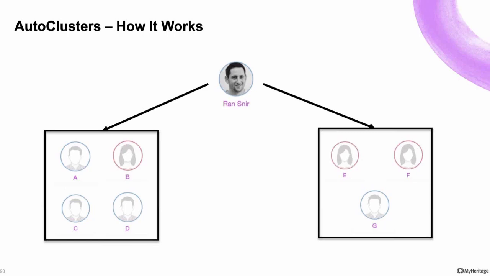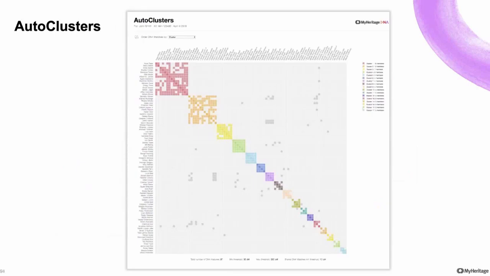And when I'm able to do that, for example, when I was able to break it down to these two groups right here, maybe I can say that these are coming from my dad's side, and these are coming from my mom's side. And that's exactly what AutoCluster does.